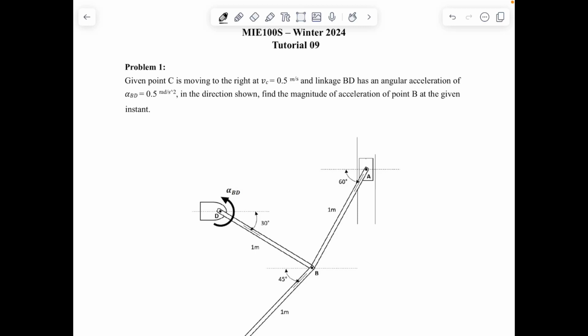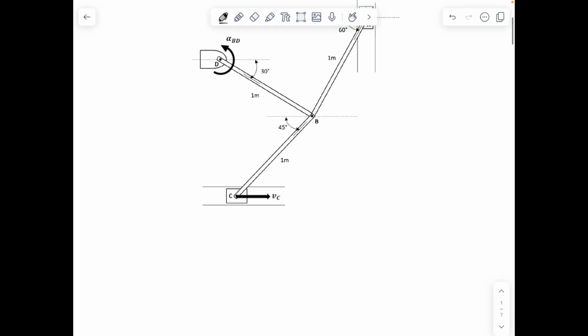Tutorial number 9, question number 1. Given point C is moving to the right at 0.5 meter per second, and linkage BD has an angular acceleration of 0.5 radian per second square. We need to find the magnitude of the acceleration of point B at the given instant.